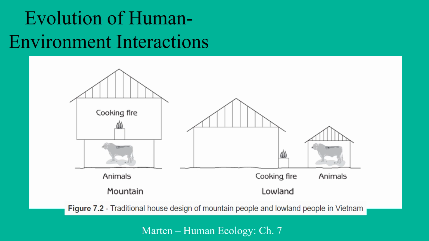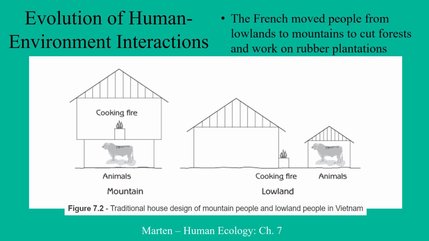Finally, I want to examine how the interaction between humans and their environment has changed over time, giving a few agricultural examples. So in this first example, we'll consider the house design of mountain people and lowland people living in Vietnam. Vietnam has a colonial history like many places do, and when the French colonized that particular area, they wanted people to work in the mountains in order to cut forests and work on the rubber plantations. And so they wanted to move people from the lowlands up into the higher elevations and have them work there.